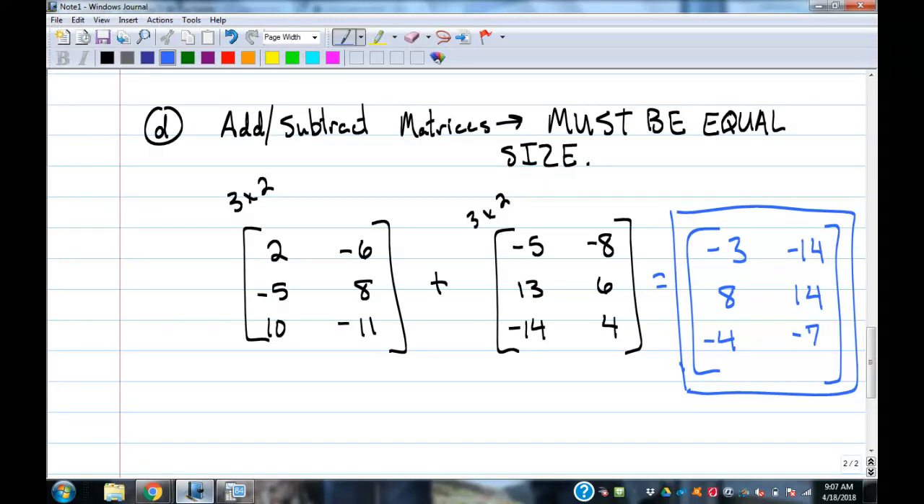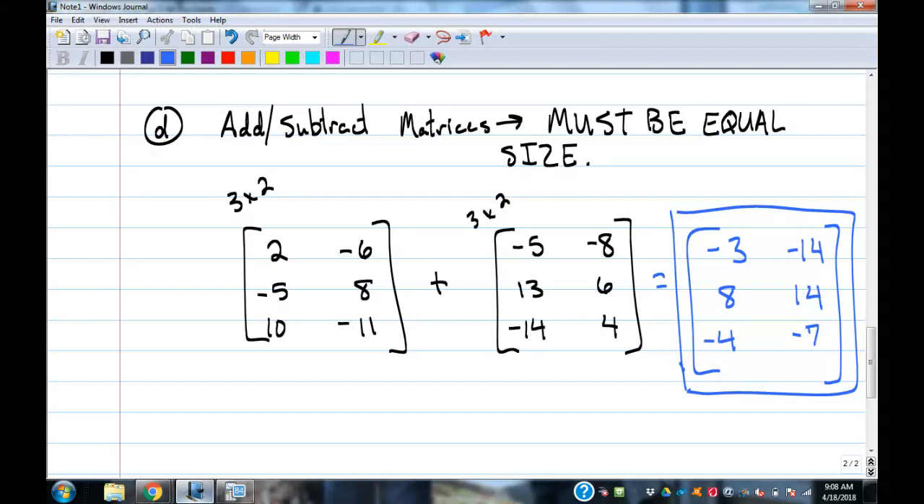Which one should happen first? Why? Yeah, because of the order of operations. The scalar multiplication is going to happen before the addition or subtraction. Okay? So just make sure you follow order of operations. That still applies with matrices.